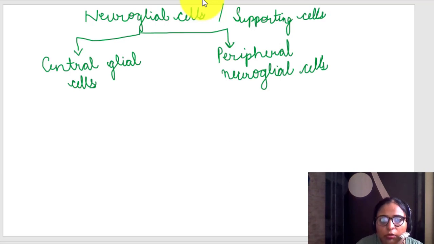So the neuroglial cells are classified on the basis of their distribution, means wherever they are present. So we have two classifications. First one is your central glial cells, because they are present in the central nervous system, and the peripheral neuroglial cells, because they are present in the peripheral nervous system. We will talk about it one by one: what are the types of the central glial cells and how they are classified in the peripheral neuroglial cells, right? First of all, we'll talk about the central glial cells or the central neuroglial cells.